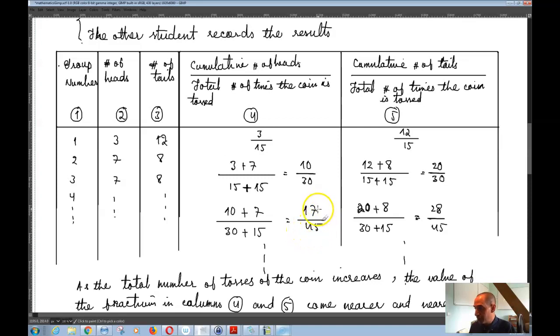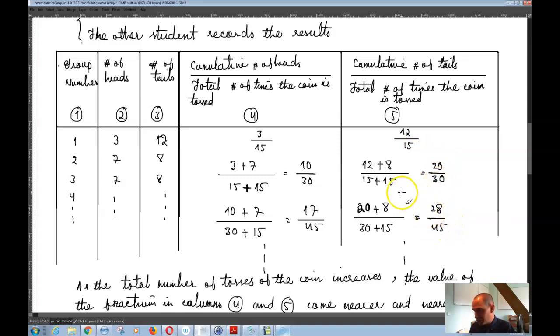Note that this probability kept changing depending on the number of trials and the number of heads obtained in these trials. And similarly, the empirical probability of getting a tail is obtained in column 5 of table 15.2. This is the table that they're referring to. This is, for example, 12 to 15 to start with. Then 2/3, for example. 20 to 30 is 2/3. And 28 to 45, and so on.